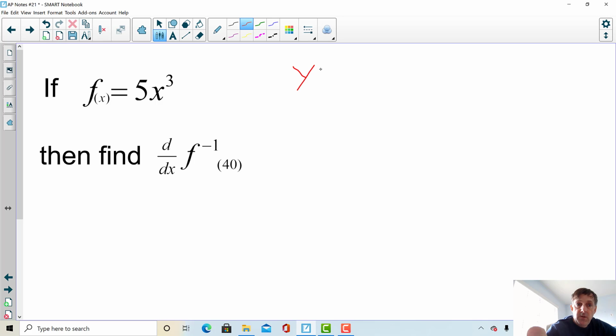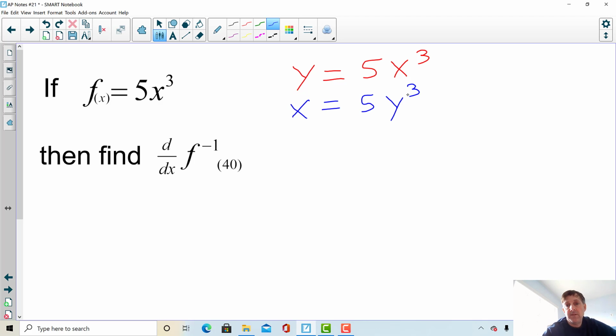Let's say y equals 5x to the third. Now I realize this is called f, but I'm just going to use y, and I'll change it back to f later. Now to find the inverse, we have to switch the x and the y, and then we have to solve for y.